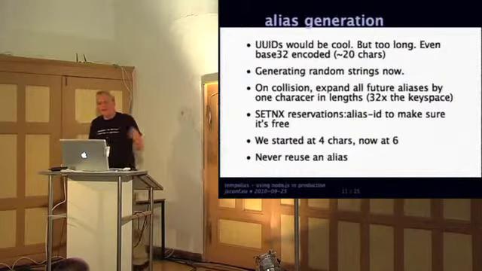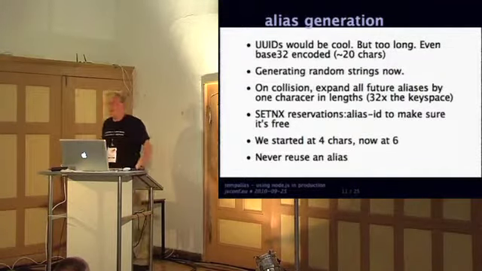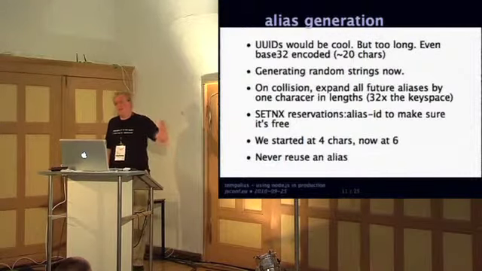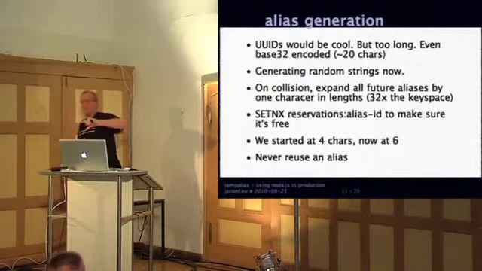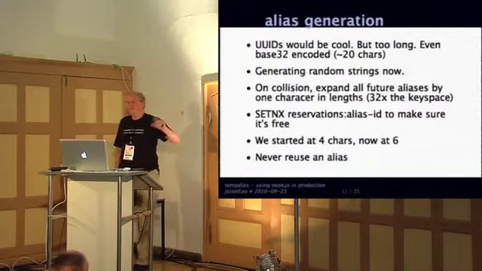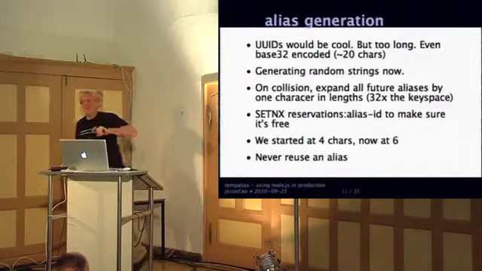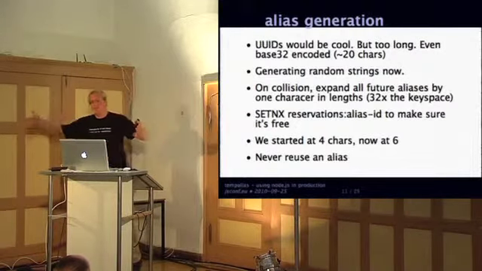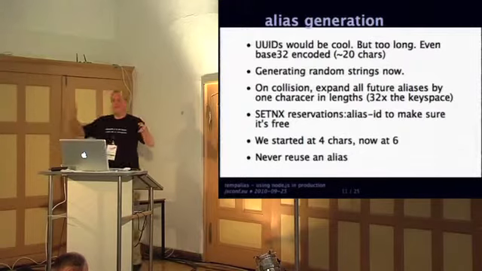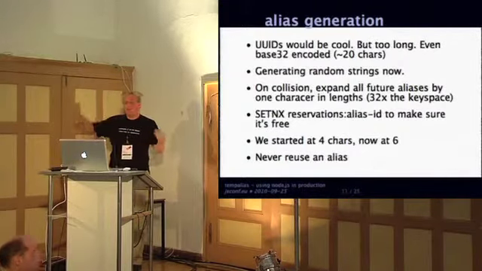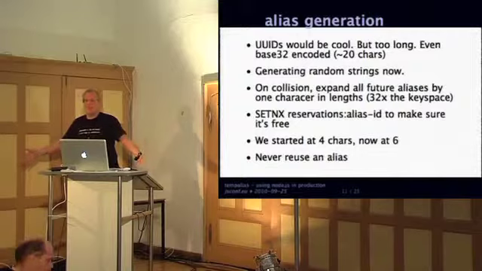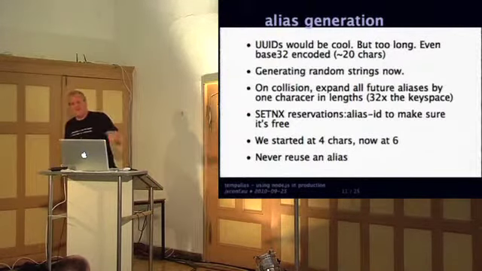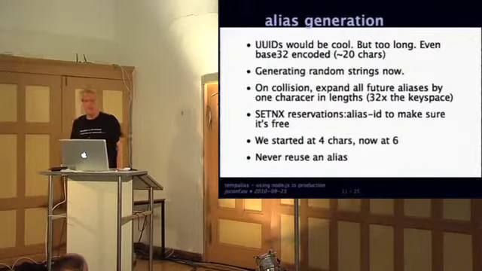So I'm now just generating random strings of a specific length. I'm doing a SETNX command to Redis to check whether that alias already exists. If it does, then that's bad, and I increase the length of the string by 1, using a 32-character set to generate the alias, increasing the whole key space by 32 times, hoping not to get another collision anytime soon. When I initially started the service, we were at 4 characters, now we are at 6.